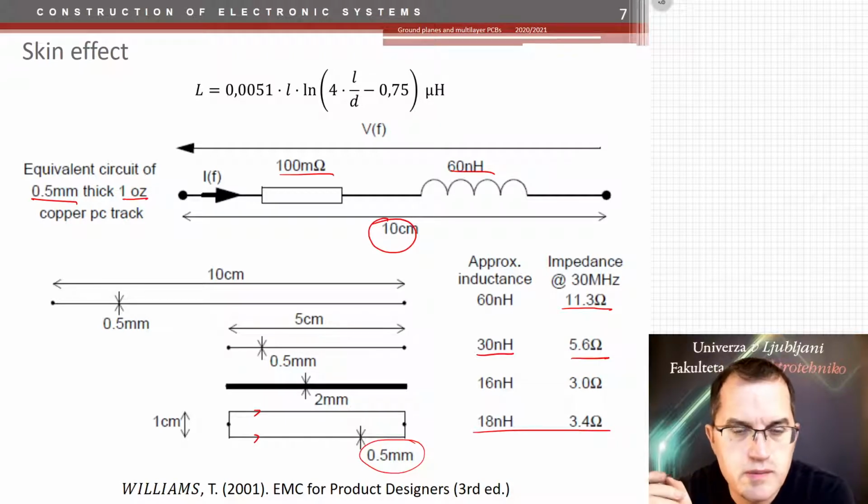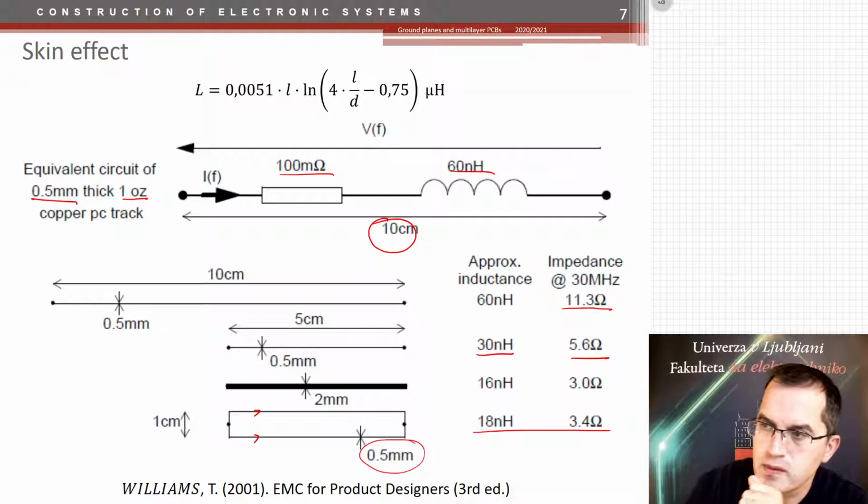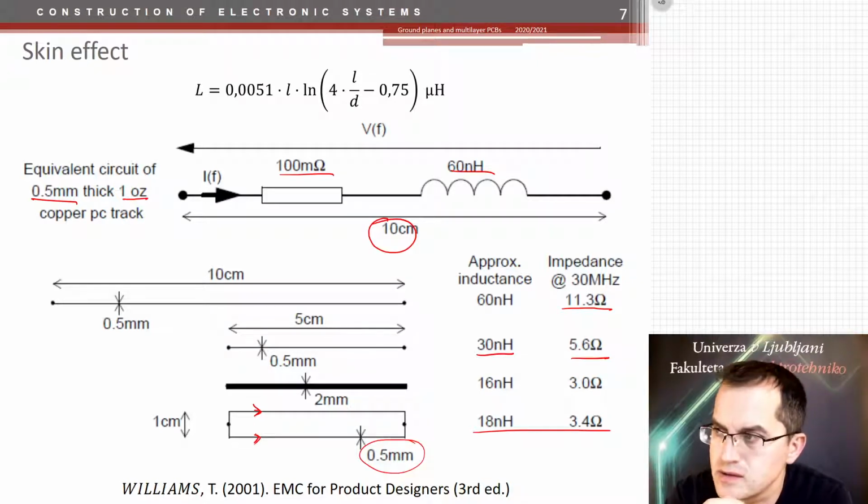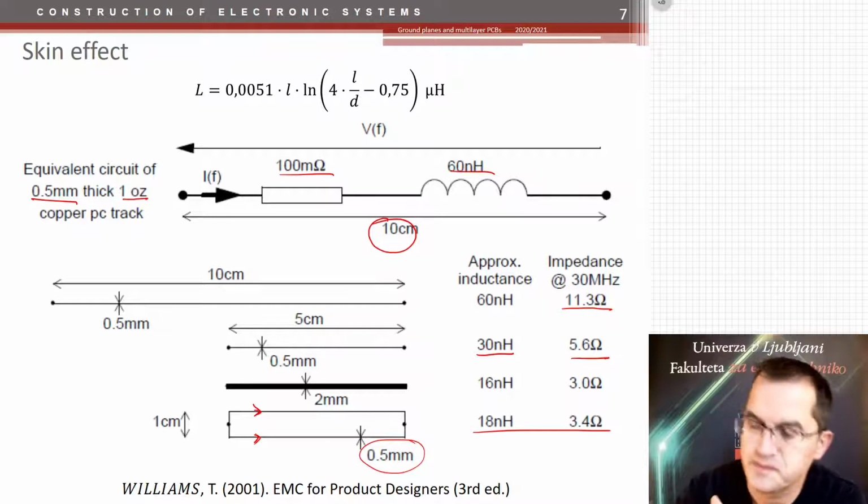So, because of the skin effect now, the current tends to flow on the outer surface of these 2 wires, and since they are further apart, the inductance is less.